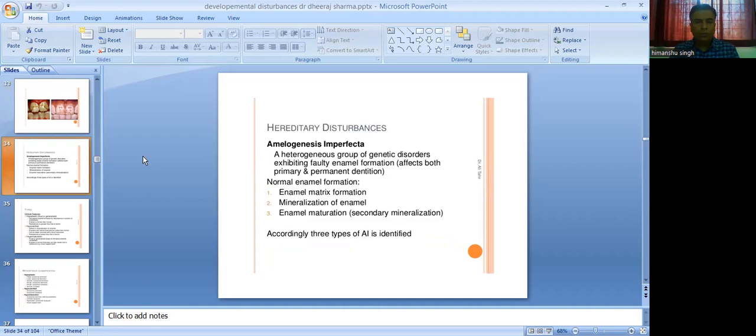Then the next topic is amelogenesis imperfecta. It is a heterogeneous group of genetic disorders exhibiting faulty enamel formation, affecting both the primary and secondary dentition. Now, generally the normal enamel formation is seen in three phases. First is the enamel matrix formation, then we have the mineralization part, then we have the maturation of the enamel.